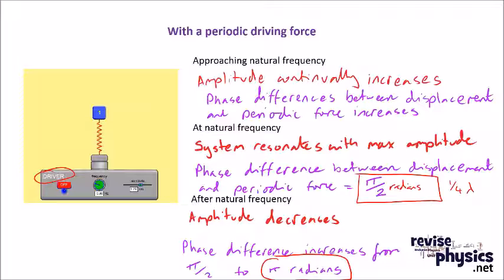So approaching natural frequency, you have an increasing phase difference, heading towards a phase difference of pi by 2 at the natural frequency, and increasing further towards pi radians after the natural frequency.